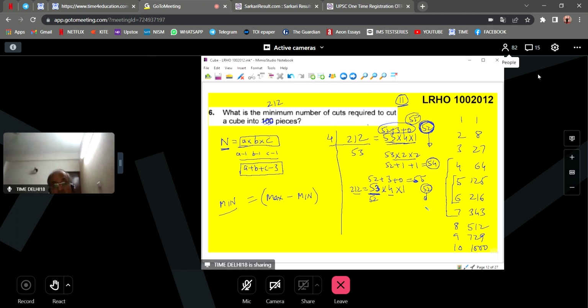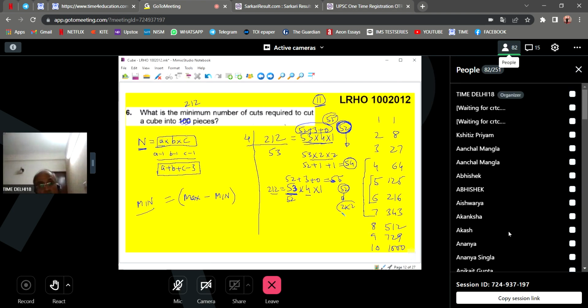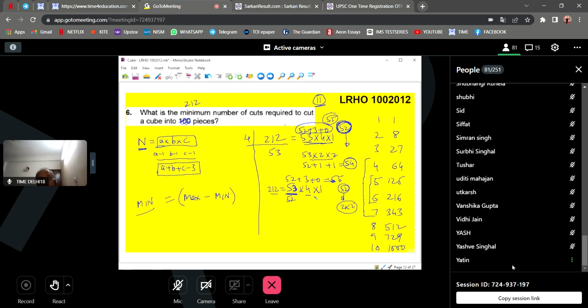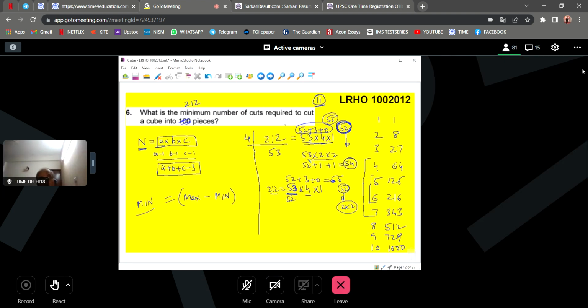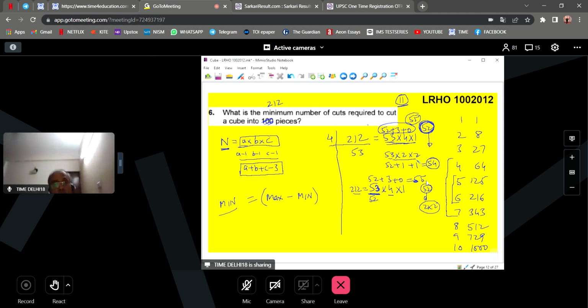Can I split this as 2 into 2? Yes, I can do that. And when I do that, the difference between the maximum and the minimum gets reduced by 1. कितना कम होता है? 1 से कम होता है. और डिफरेंस कितना रह गया यहाँ पे? 51. पहले कितना था? 52. पहले नंबर ऑफ कट्स कितने आए? 55. But with 51, how many number of cuts you are getting? 54 only. Is that fine?